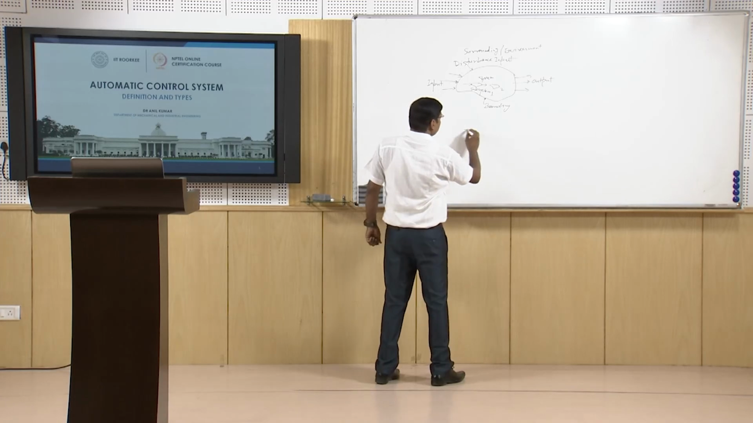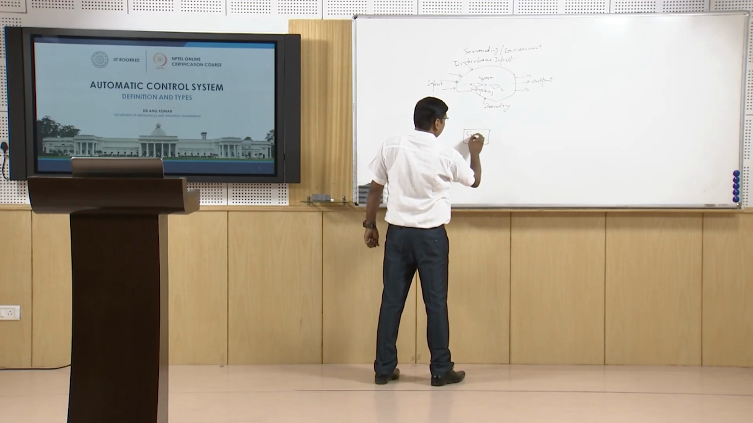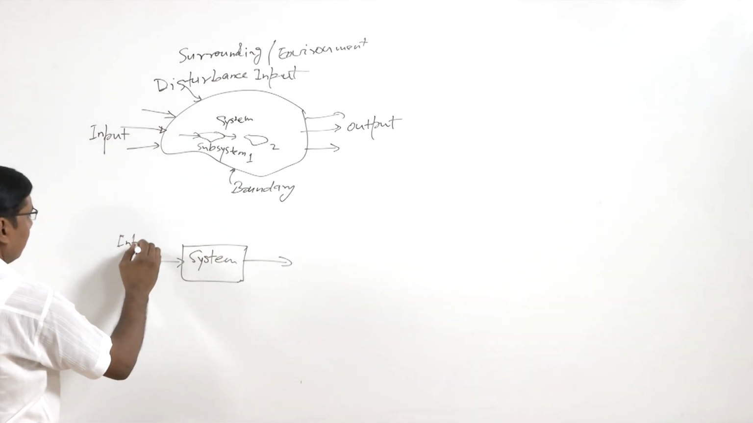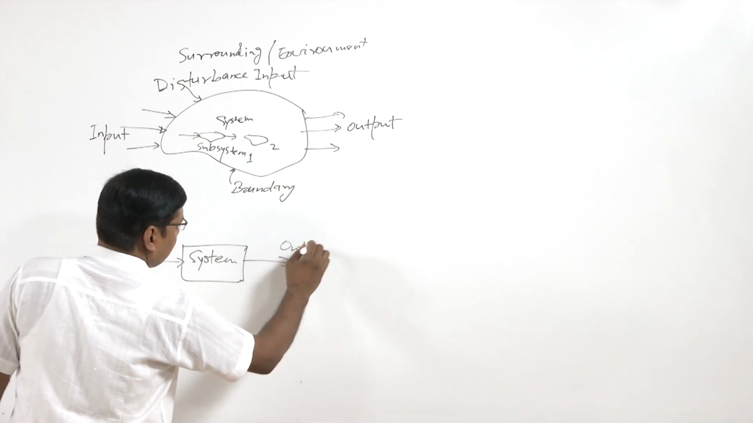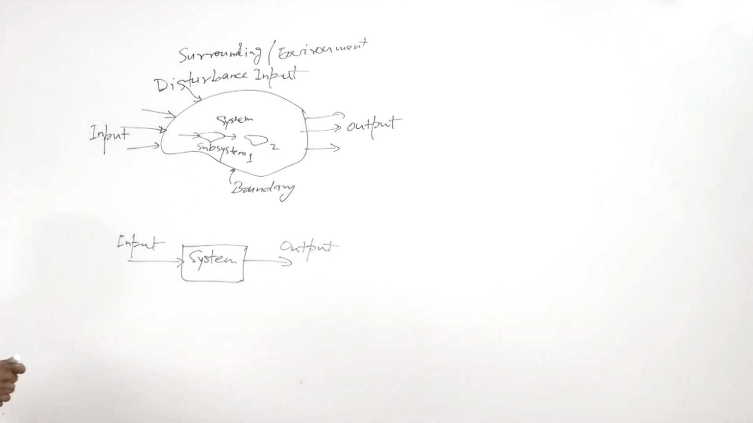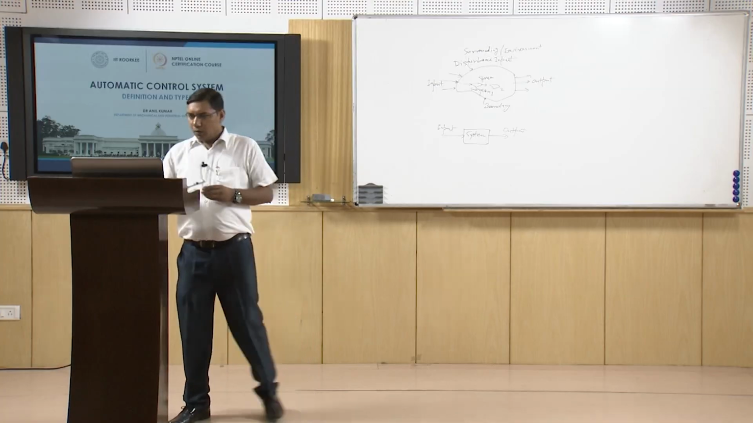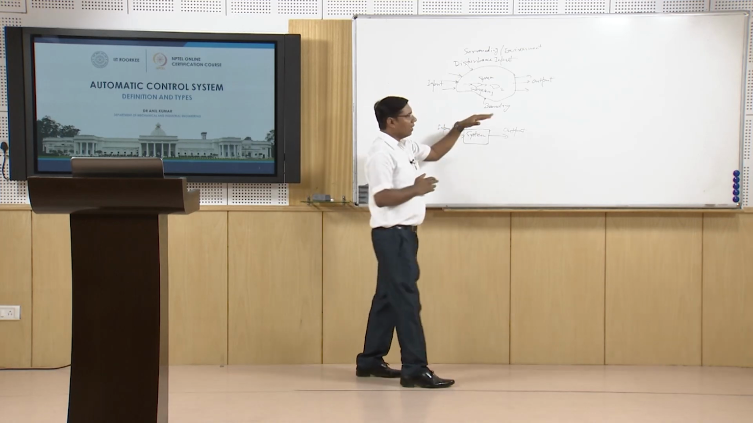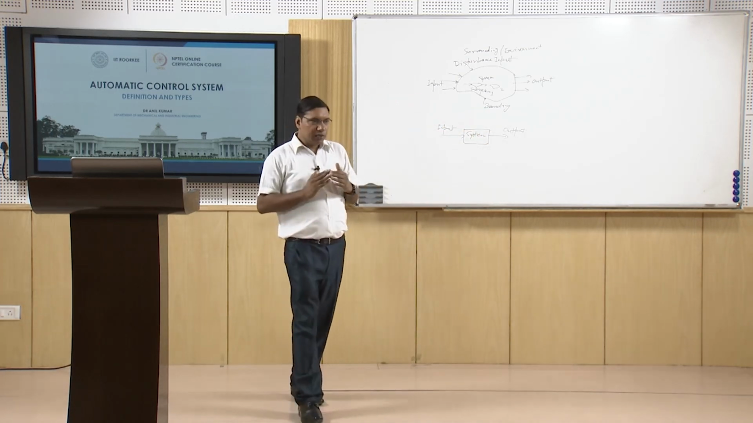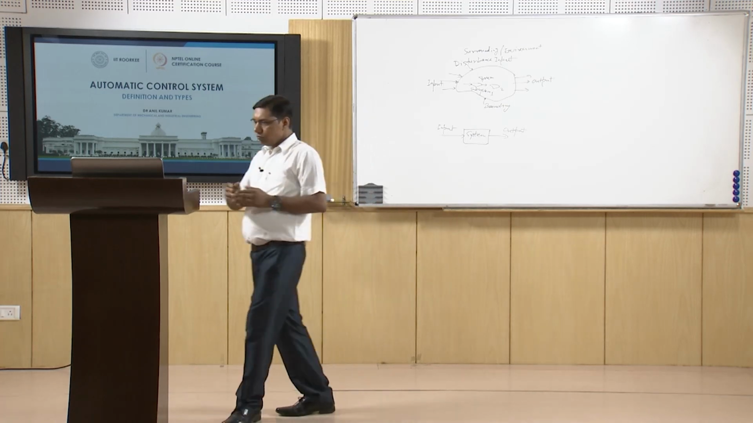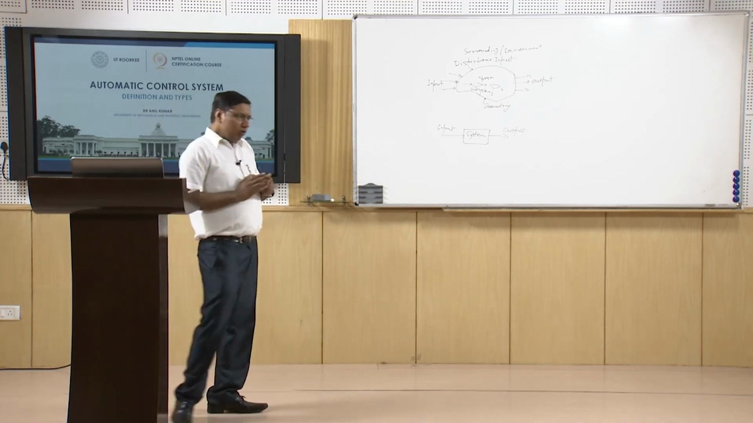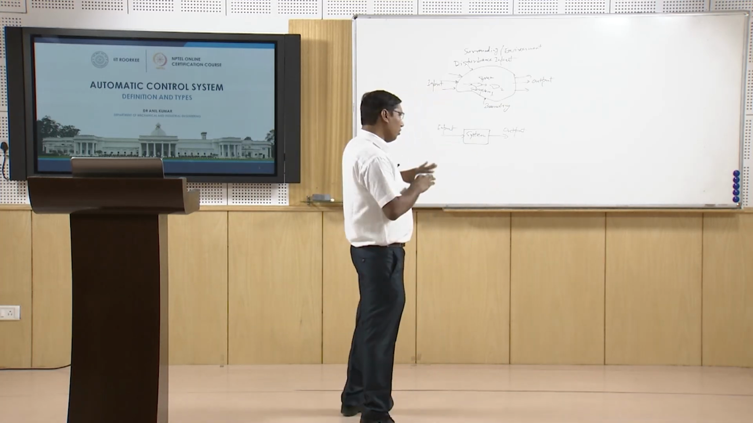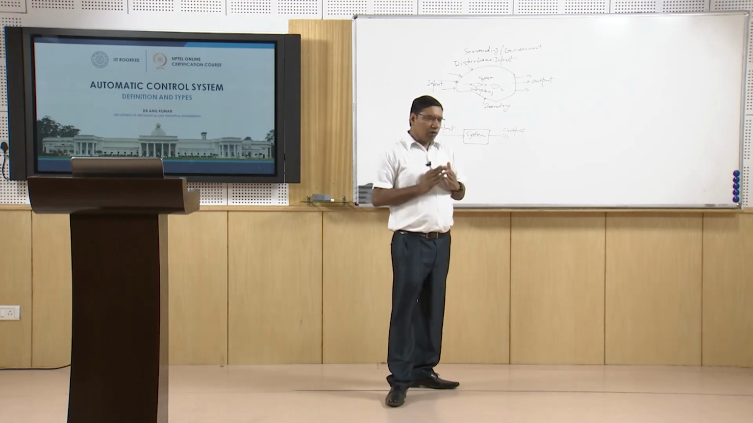So a system is basically represented like it gets some input and it gives some output. Therefore the interaction is defined by input, output and environmental disturbances. Now we try to understand what is a control system, because we understand this is the definition of a general system. Now what is a control system?